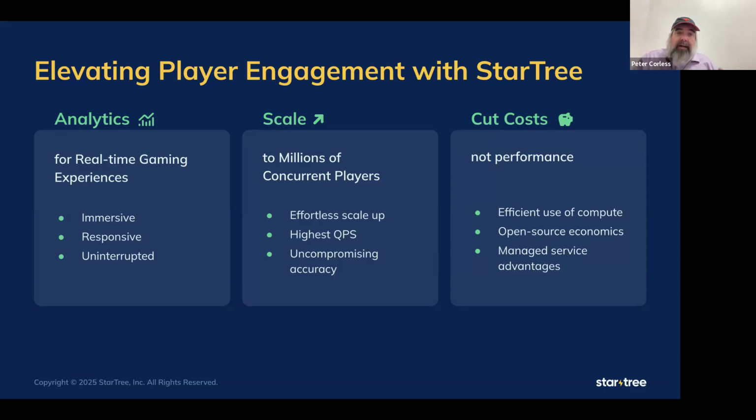Again, scale is both measured in terms of raw amount of data. We talk about petabytes stored, but it's also in terms of queries per second, because when you're trying to do analytics for millions of players, 100 million plus player base potentially, that's where Fortnite was, then you have this non-predictive, this stochastic query concurrency.